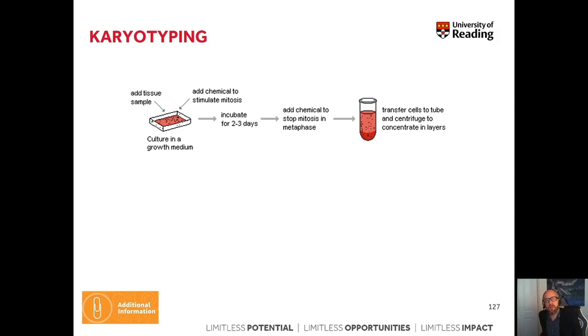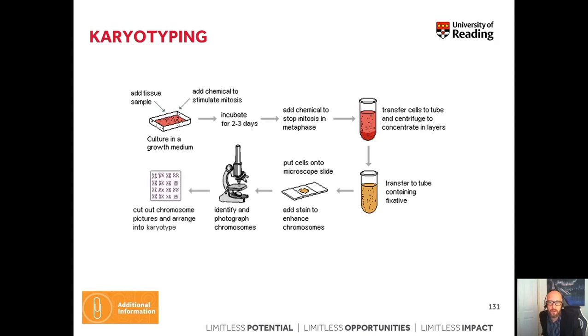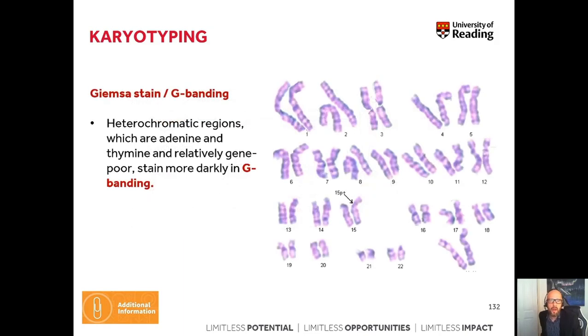We can then transfer the cells to a tube and centrifuge to concentrate them in a layer. We can then add a fixative, isolate the chromosomes and put them onto a microscope slide. We can then identify and photograph the chromosomes, cut out chromosome pictures and arrange them into a karyotype using modern image analysis software. In order to make them visible, we can also perform certain stainings specific for DNA.